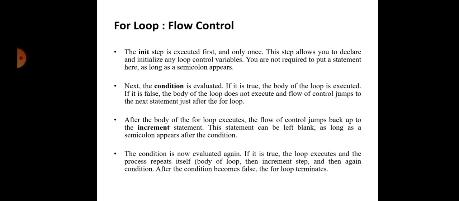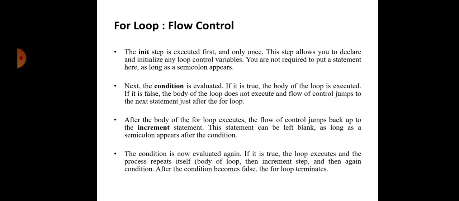Next, the condition is evaluated. I will show in the next slide how you are going to write that condition. If it is true, for example a is less than 20, that type of condition, then the body of the loop is going to execute, meaning whatever you are writing in the flower bracket. If it is false, then the body of the loop is not executed and the flow of control jumps to the next statement just after the for loop, meaning the for loop is terminated.